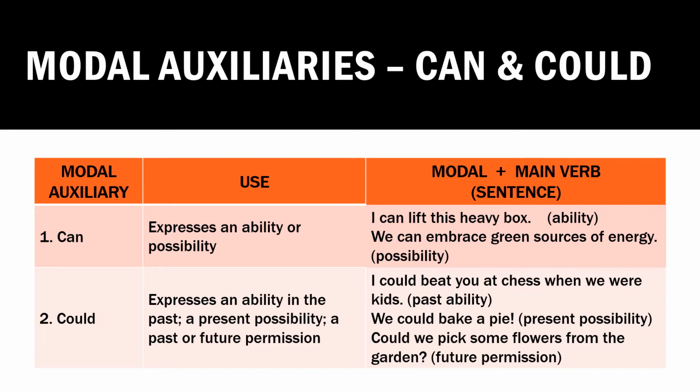Present possibility: we could bake a pie, we could go for a hike. And future permission: could we pick some flowers from the garden? So this is the permission which you need in the future. And for all these three things, we can use could.